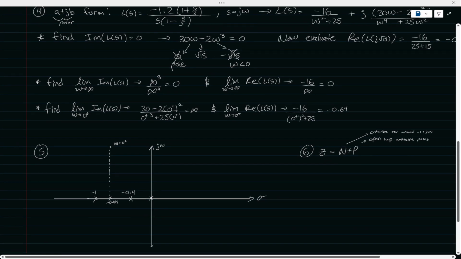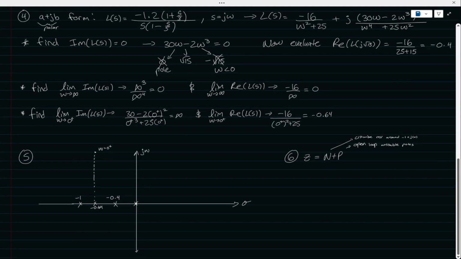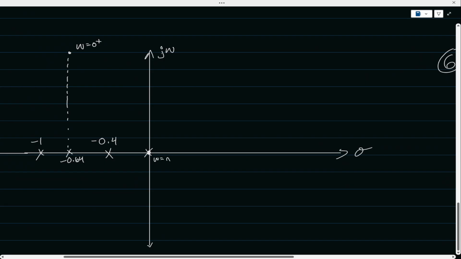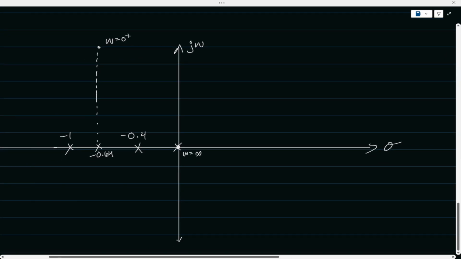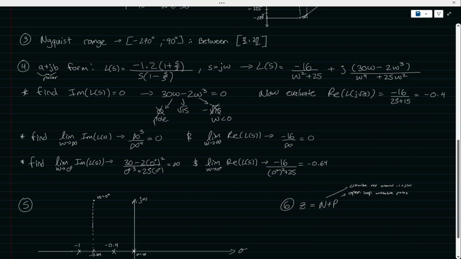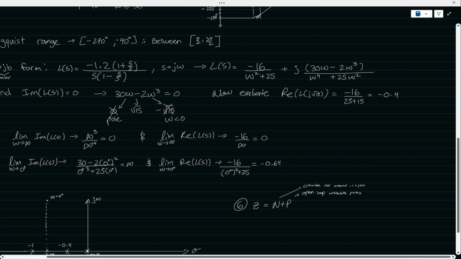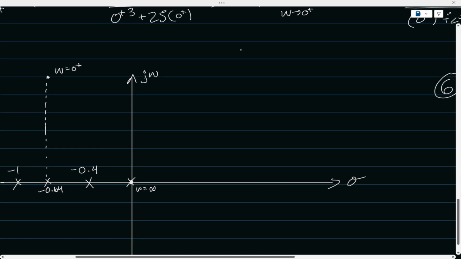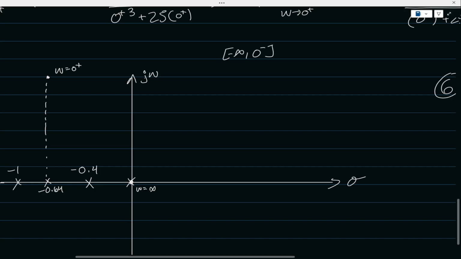And then at infinity, omega infinity, we are at the point 0, 0. So omega equals infinity, we're at 0, 0. Now keep in mind that we know we have to intersect the real axis at negative 0.4. So we go from this point to this point because we always go from negative infinity to 0 minus. This is kind of my trick. And we go from 0 plus to infinity.